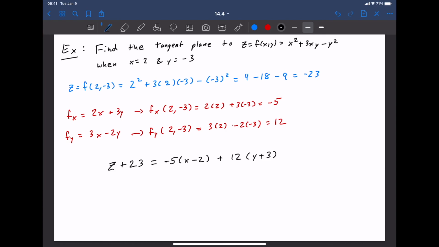Obviously, the function, the surface, could be a lot more complicated to take the derivative of. But if you have the partial derivatives, it's just a matter of plugging things in and keeping the work organized.